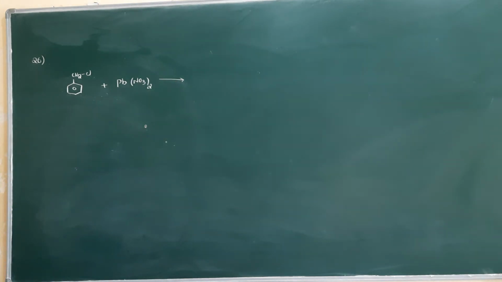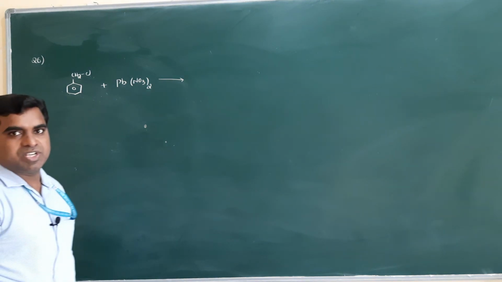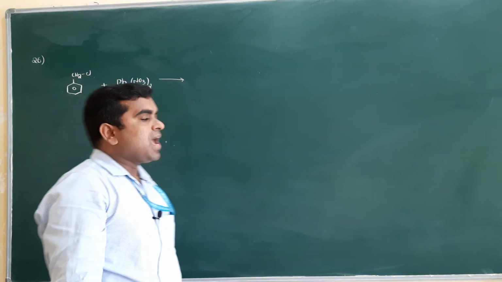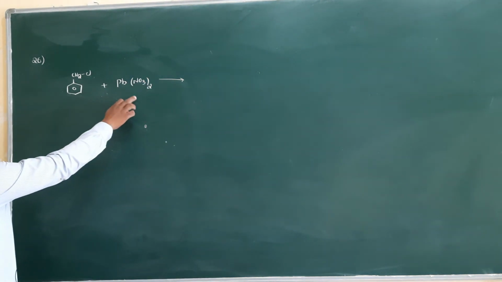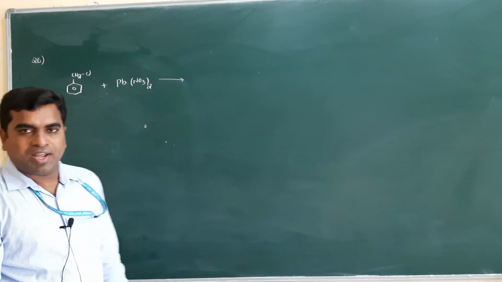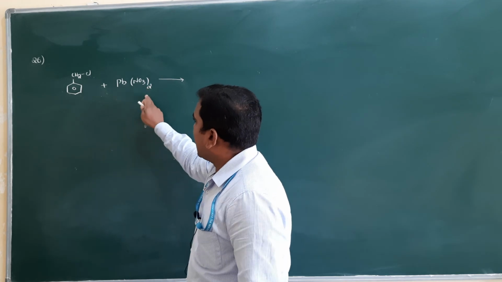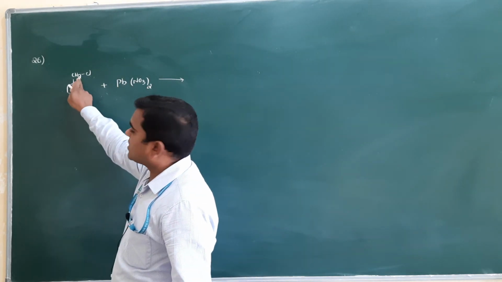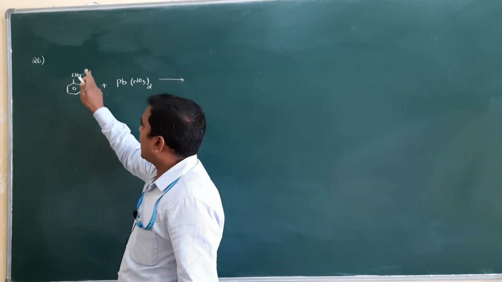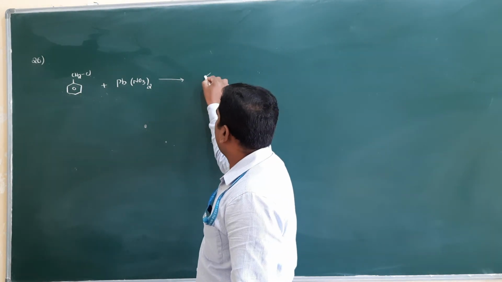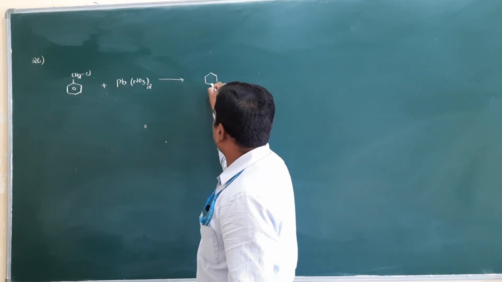Preparation of benzaldehyde. In the next chapter, aldehydes, ketones and carboxylic acids, we will again use this same reaction to prepare benzaldehyde. Clear? And you know that here lead nitrate gives oxygens to this benzyl chloride and converts it into benzaldehyde, and this is the product you will get.